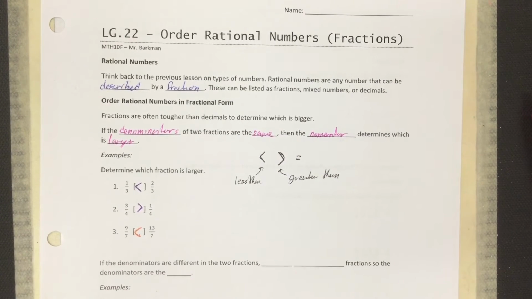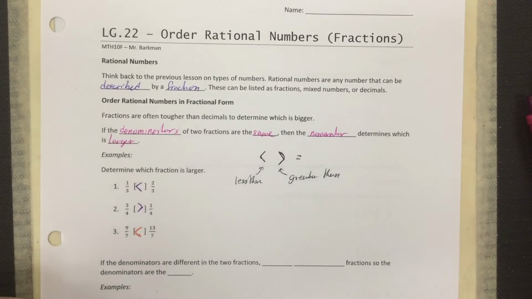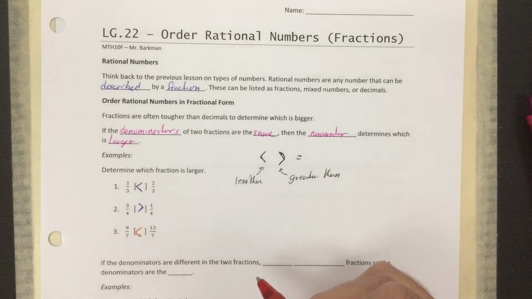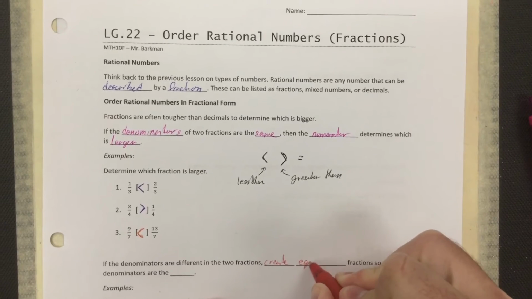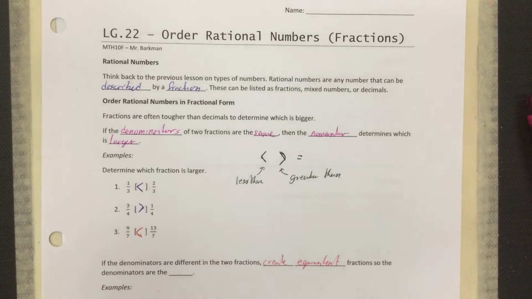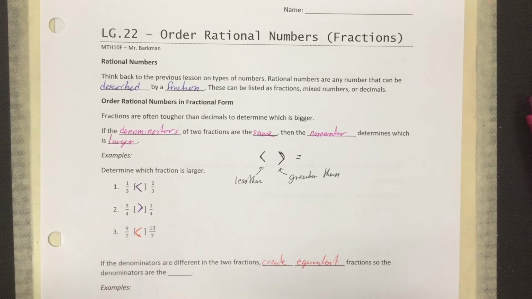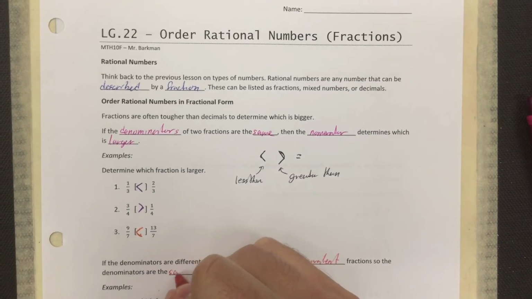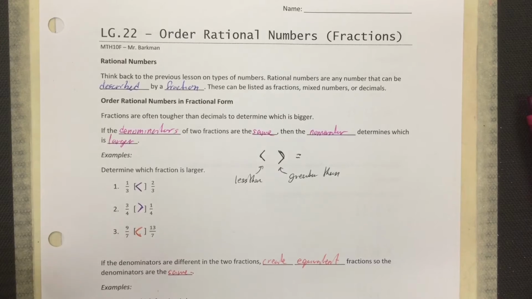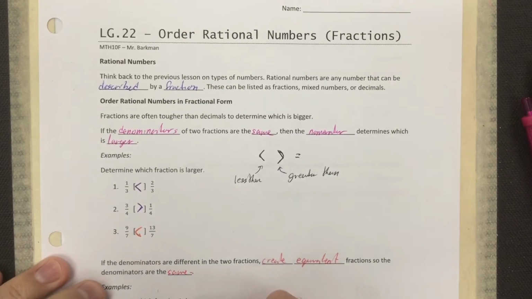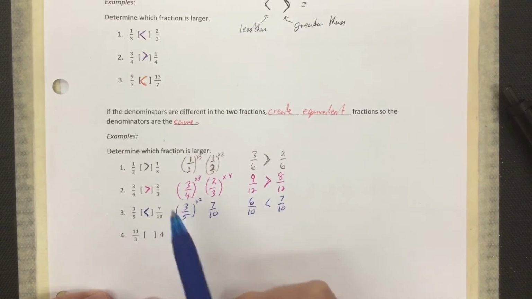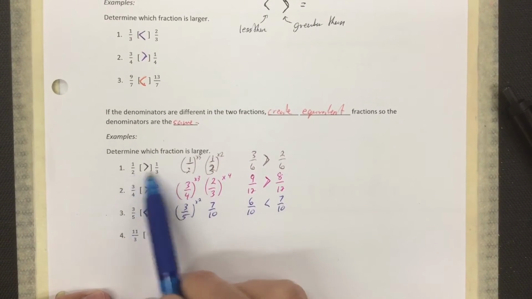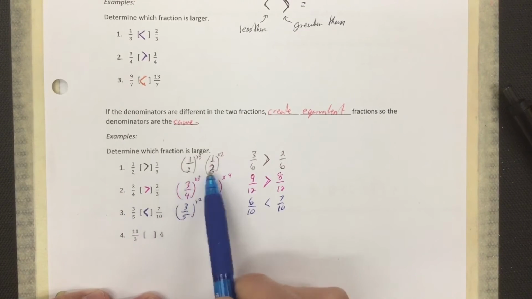Now, it's different if the denominators are not the same. If the denominators are different in the two fractions, then we need to create equivalent fractions so that the denominators are the same. This goes back to what we did with adding and subtracting, so we should remember that. If they have uncommon denominators, we need to create common ones.